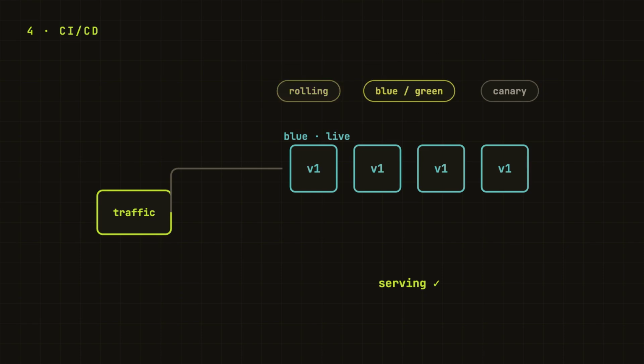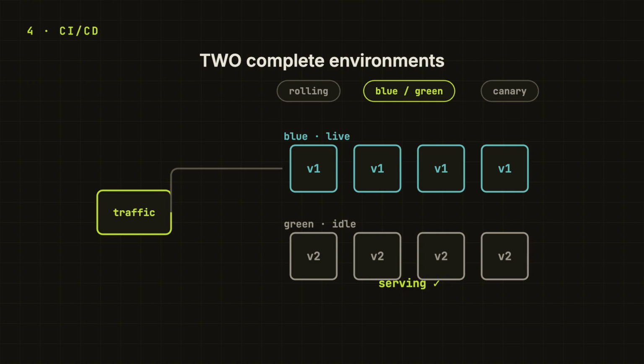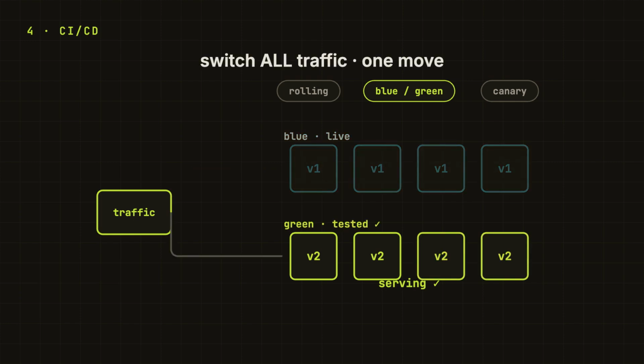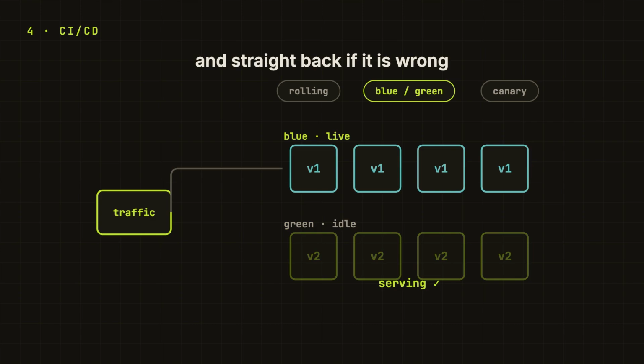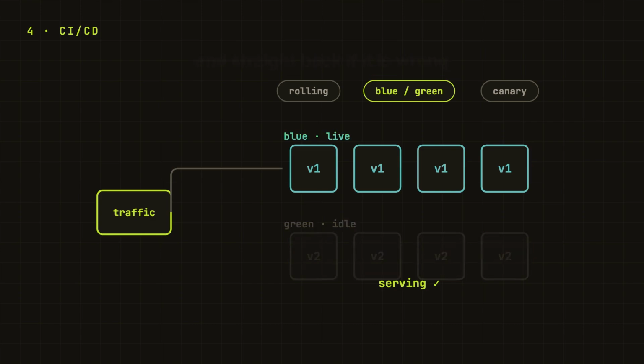A second is blue green. You keep two complete environments, blue running the current version and green running the new one. You test green fully, then switch all traffic over in one step. And if something is wrong, you switch straight back.